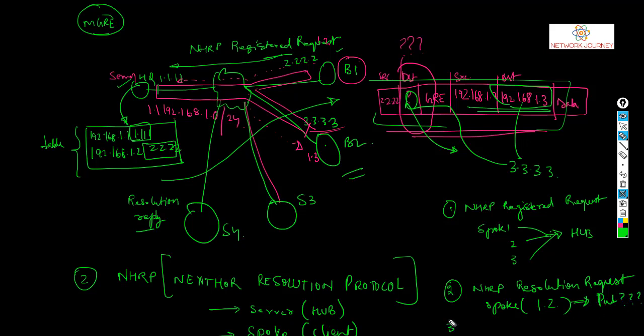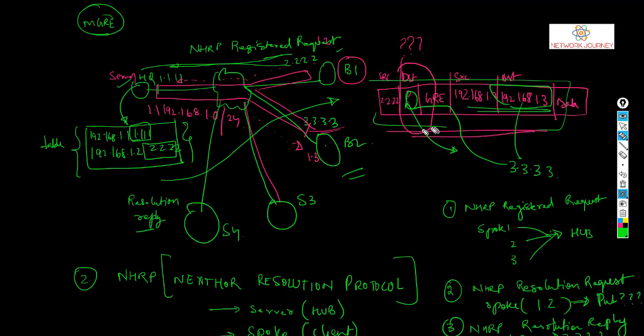And step number 3 is when the hub is going to look at its NHRP table and reply back with the NHRP resolution reply. This reply is nothing but the private IP being bound with such and such public IP. So this is the end of the second component.